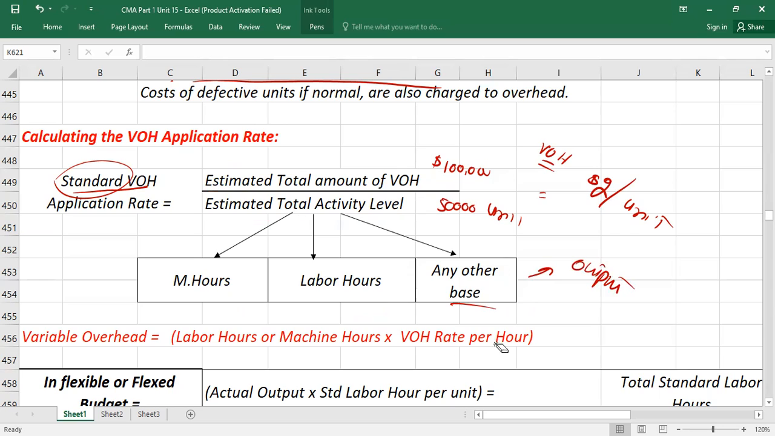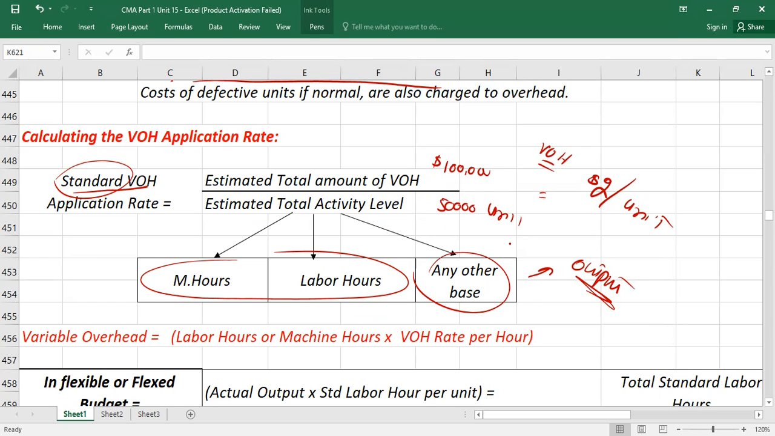If I summarize the whole story, I would say there are overall two bases. One base is called the hours base. It could be machine hours or labor hours, like overheads absorbed on an hours basis. And the second base is output.